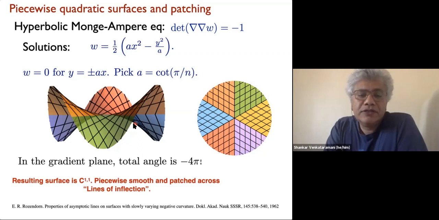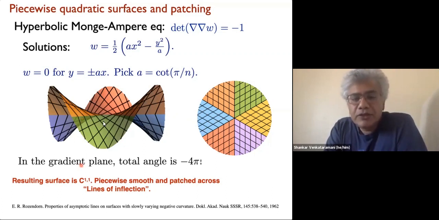So the surface is curved this way. As you go through that line, it's curved the other way. Now, the seeming non-smoothness here, it looks like there's a bend, is an artifact of my drawing these lines. The surface itself is C^{1,1}. So it's not C2, but it's pretty close.